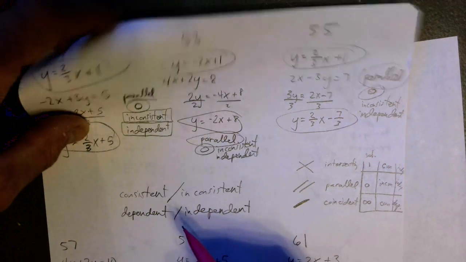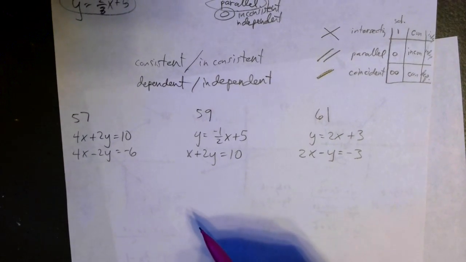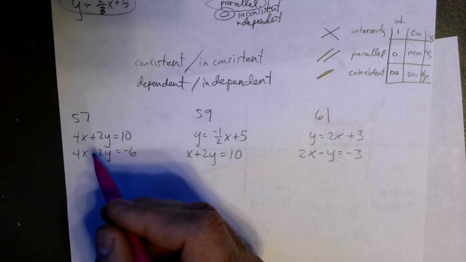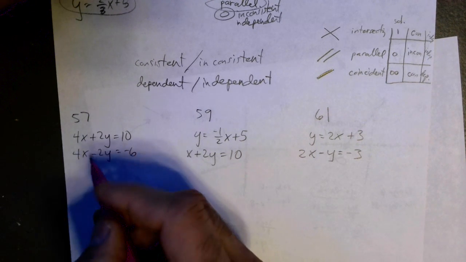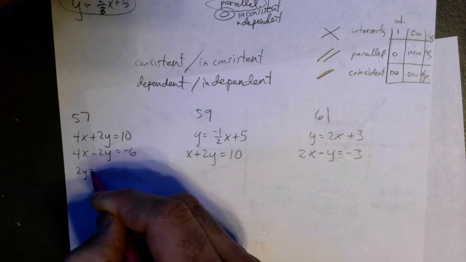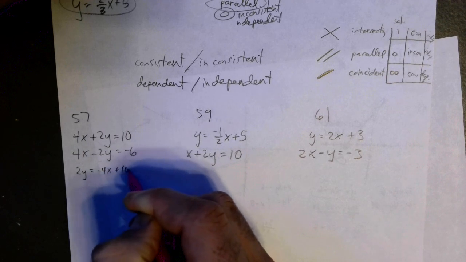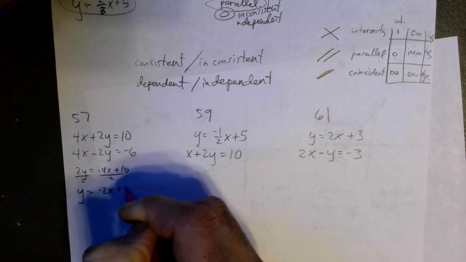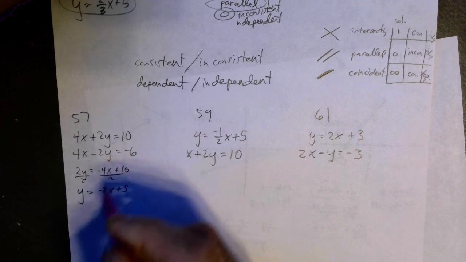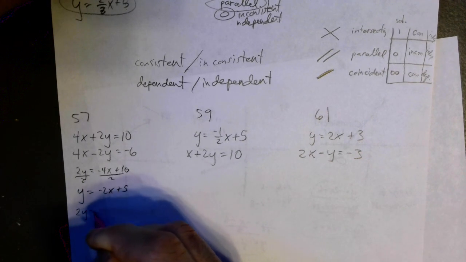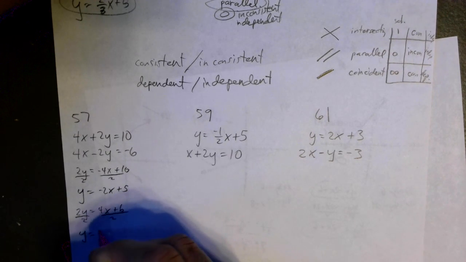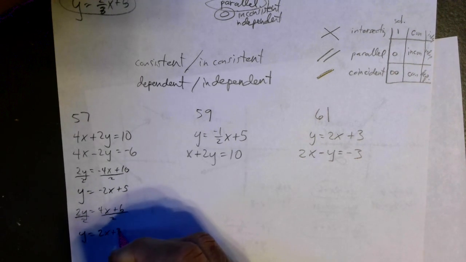Okay, let's jump to 57. Now, both of these need to be changed to slope-intercept form. So let's get cracking. 2y equals negative 4x plus 10 divided by 2. Y equals negative 2x plus 5. All right, change this one. I have 2y equals 4x plus 6 divided by 2. Y equals 2x plus 3.